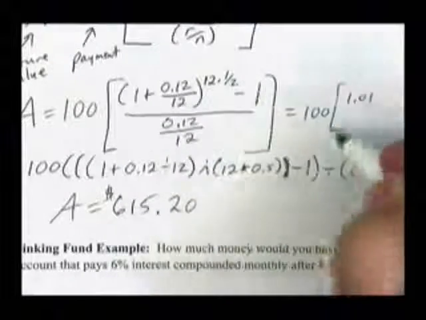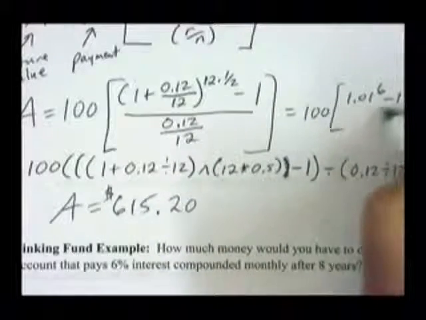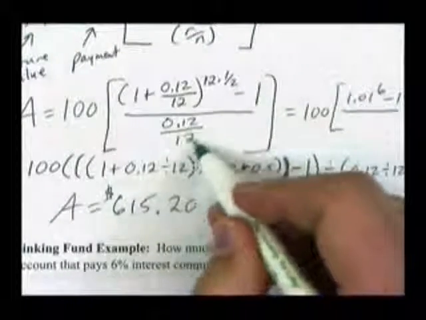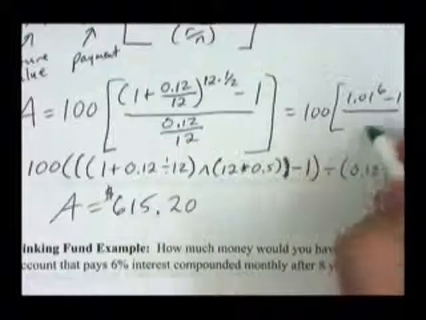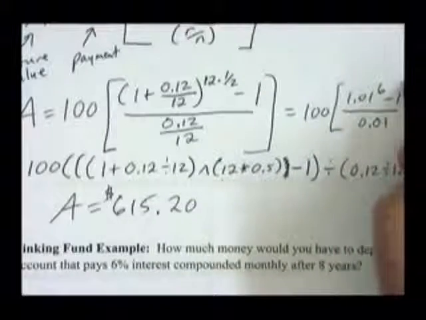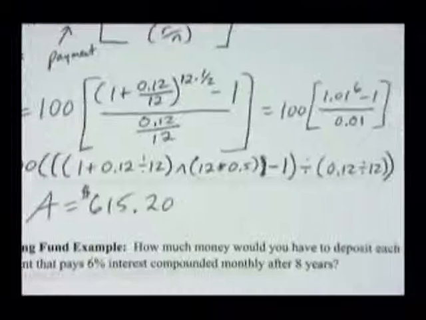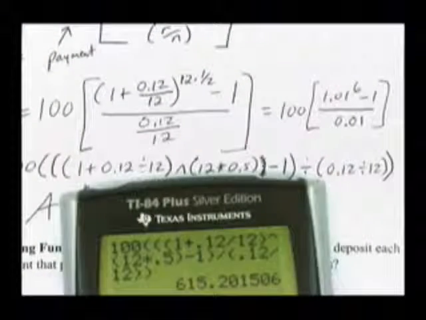And 12 times 1/2 would be to the 6th power, minus 1 over 0.12 divided by 12, which would be 0.01. So you could do that if you wanted to as well, and come out with the same answer. So I'll just show you that real quick.